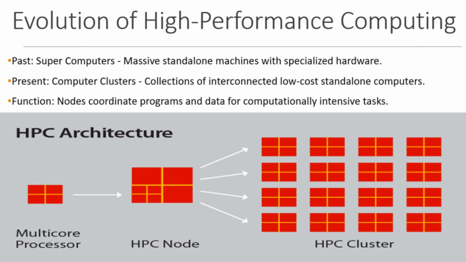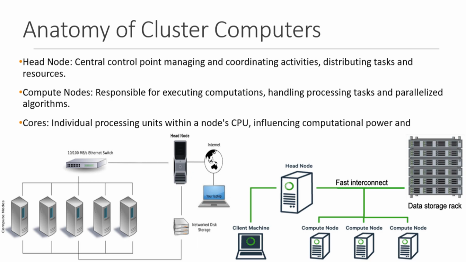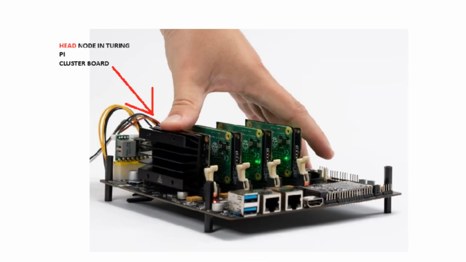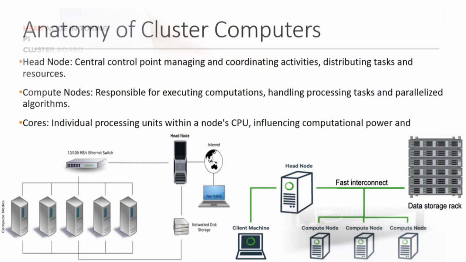Now let's further talk about the anatomy of a computer cluster to be more exact. Each individual computer in the computer cluster is referred to as a node. The head node, also known as the master node, serves as a central point for control of the cluster. So basically, it is something that directs the commands to other nodes. It manages and coordinates the activities of compute nodes.